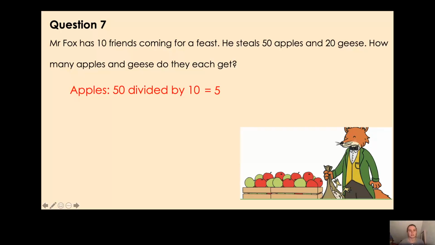Okay, now the geese. Well, the geese, we need to do 20 divided by 10 because there are 20 geese and there are 10 friends. So again, what is 20 divided by 10? Well, it is 2, and we can check that by doing 2 multiplied by 10, which we know is 20. So each guest, each friend, will get 5 apples and 2 geese.